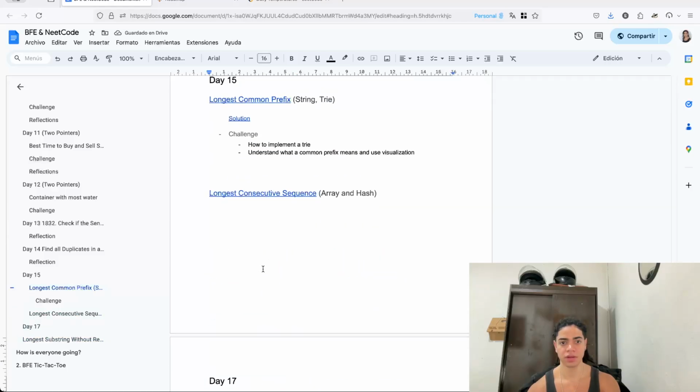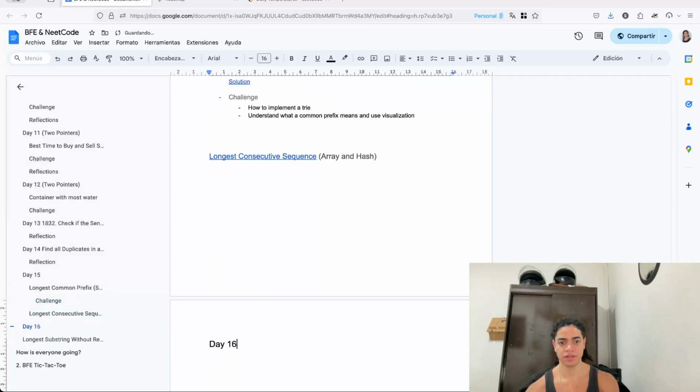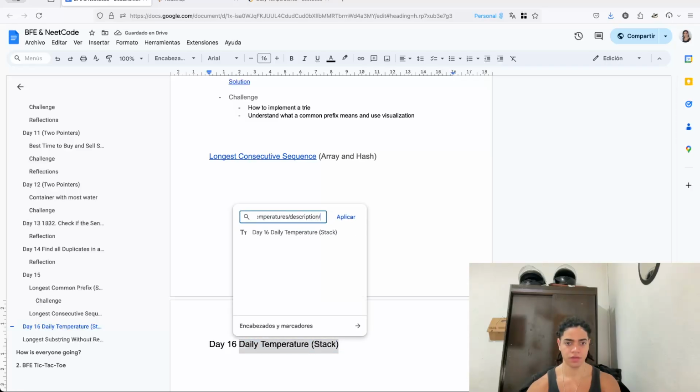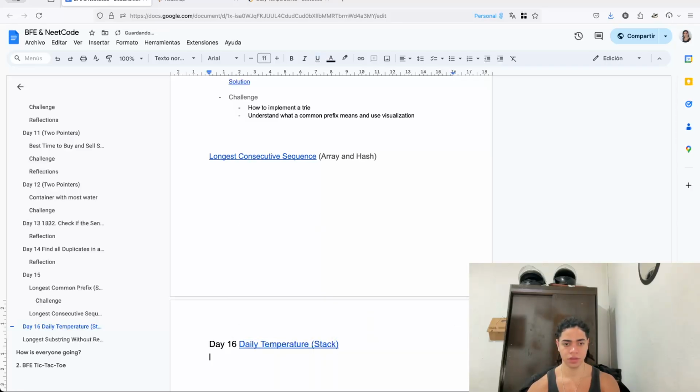Longest consecutive array. Day 16 is this one, daily temperature, which is a stack problem. Let's take a look at this. I'm gonna put here the solution, and then the challenge and the count.